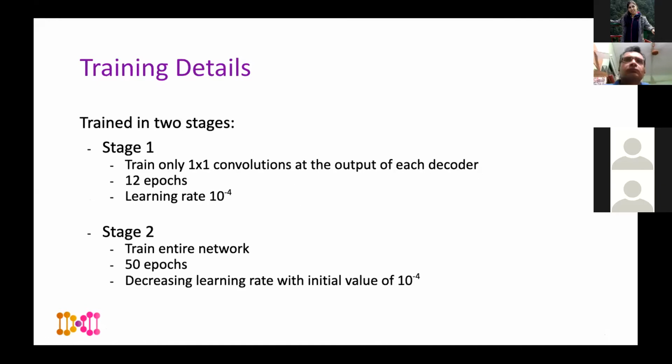Then we trained stage 1, where we only trained the 1-by-1 convolutions at the output of each decoder for 12 epochs, with a learning rate of 10 to the minus 4. And then for stage 2, we fine-tuned the entire network for 50 epochs with an initial learning rate of 10 to the minus 4 that we decreased during training.